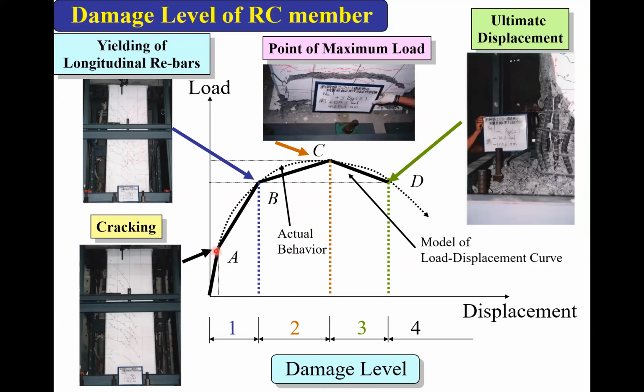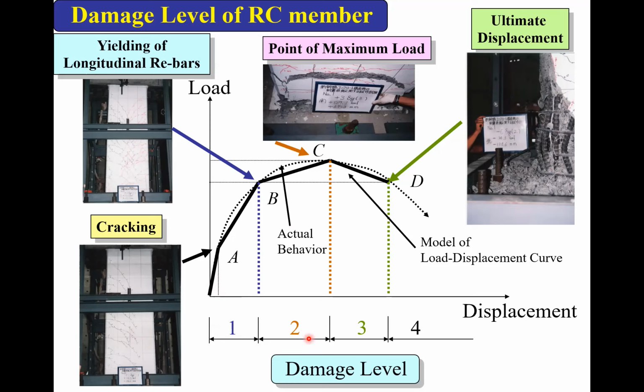Again, cracking, yielding, maximum load, and ultimate displacement. In this figure, damage level of RC column is defined. Damage level from 1 to 4. Damage level 1 means before the yielding point. Of course some cracking happens, but before yielding, after unloading, residual displacement is very small. It's defined as damage level 1.